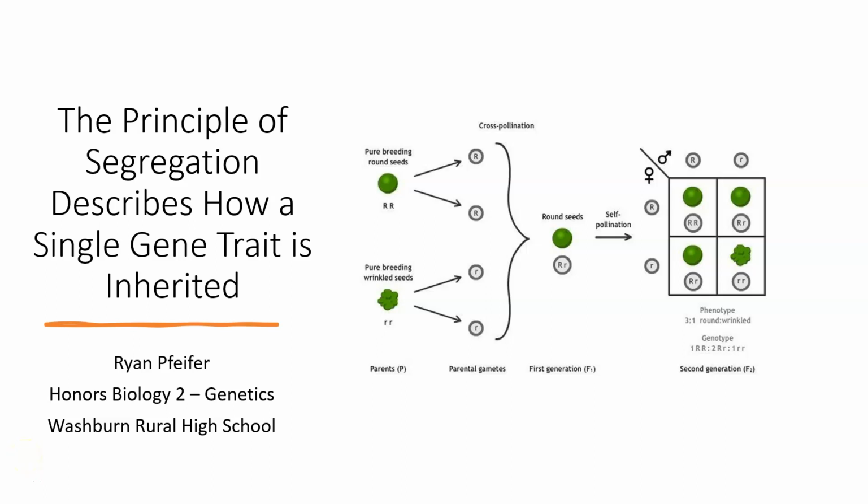Hey, Mr. P here. In this video, we're going to have a quick discussion about the principle of segregation and how segregation can help us describe what's happening in single gene traits and how those single gene traits are inherited.